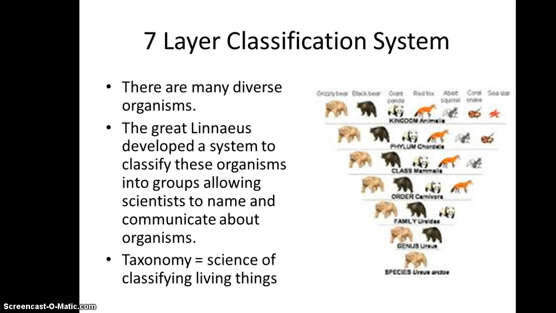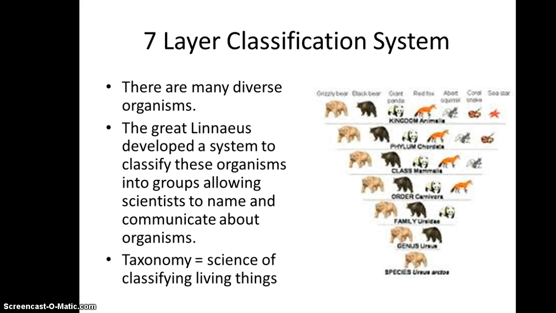Once we are in the eukaryotic domain, this domain can then be classified further. So the great scientist Linnaeus set up a 7-layer classification system. He developed this system to classify organisms into groups according to their structure, allowing scientists to name and communicate about these organisms. So he was a big pioneer in the field of taxonomy, which is the science of classifying living things. To classify, by the way, means to group according to certain characteristics. So as we're going to go through, we're going to see that animals who are classified together share certain characteristics.